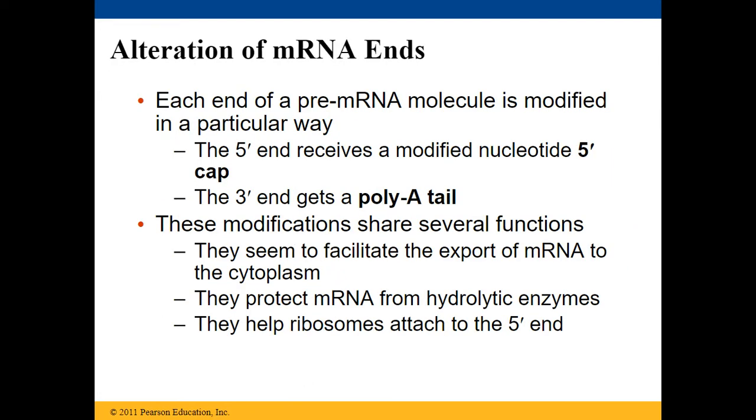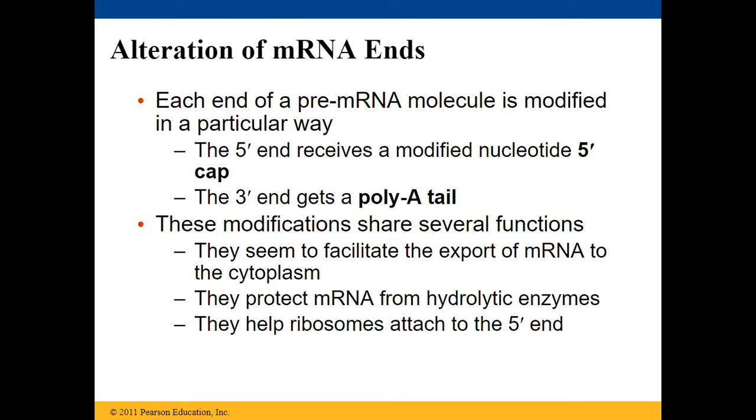The alteration of the messenger RNA ends. Each end of the pre-mRNA molecule gets modified in a particular way. The 5' end receives a cap, while the 3' end gets a poly-A tail.